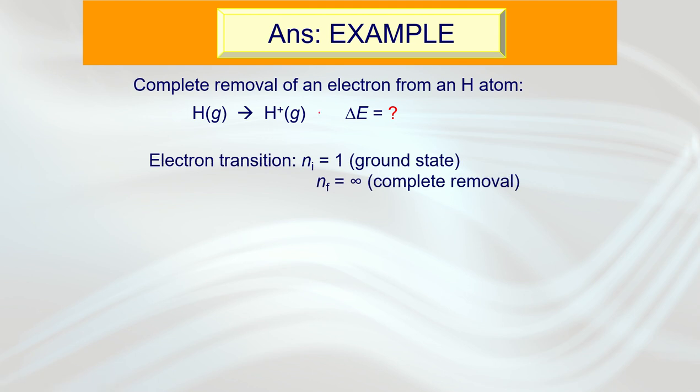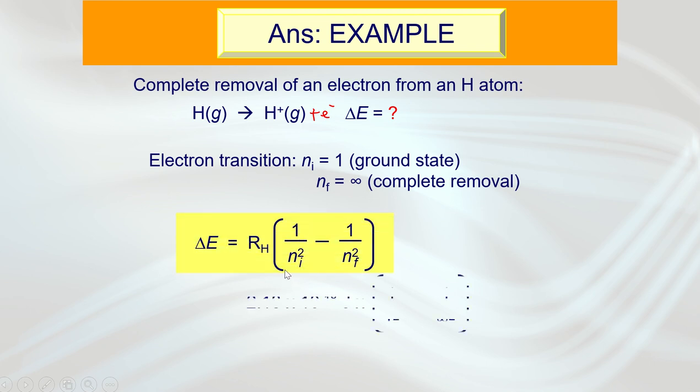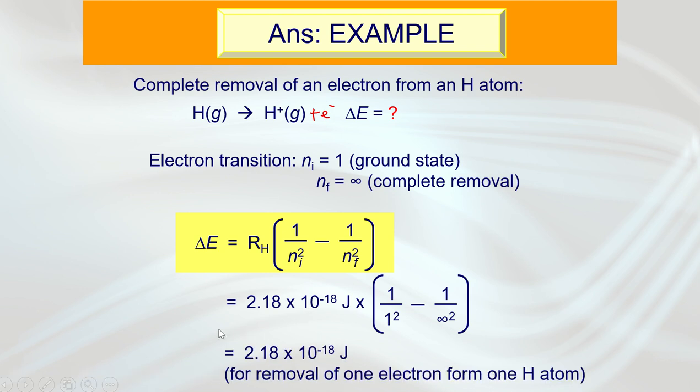This is the equation: delta E equals R_H times 1 over n initial squared minus 1 over n final squared. Initially n equals 1, and final is infinity. So 1 over infinity equals 0. Therefore, the value of delta E is 2.18 times 10 to the negative 18 joule. This is just for removal of one electron from one hydrogen atom.